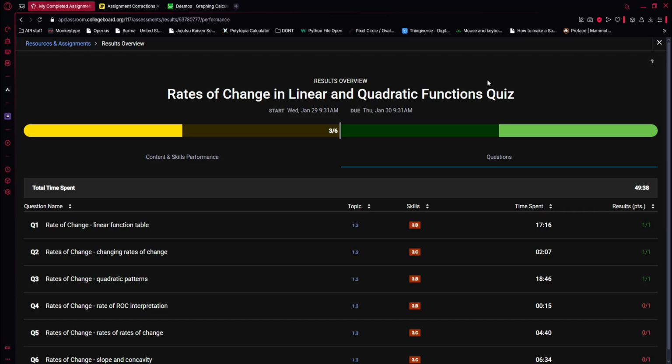Alright, so rates of change in linear and quadratic functions quiz. The hardest one, the worst one. We're going to go over it. We're going to try to wrap our head around it. Let's get into it.